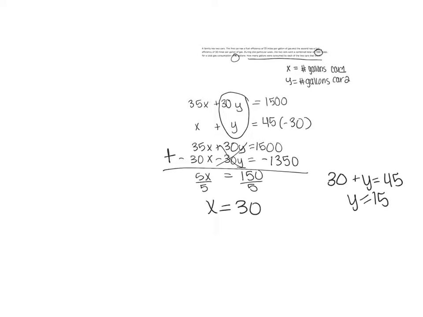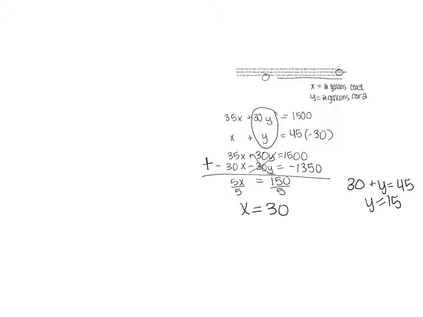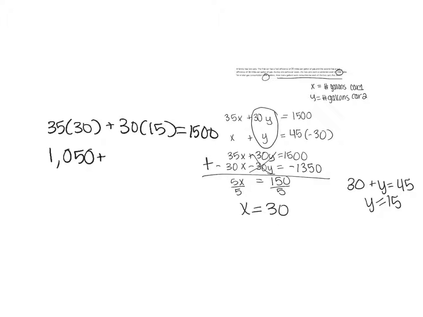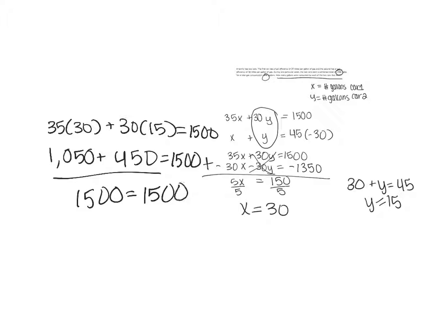Now we can check this with the first equation too by plugging in x and y into that. So 35 times 30 plus 30 times 15 equals 1,500. 35 times 30 equals 1,050, and 30 times 15 is 450. And when those are added together, I get 1,500 equals 1,500, and that checks.